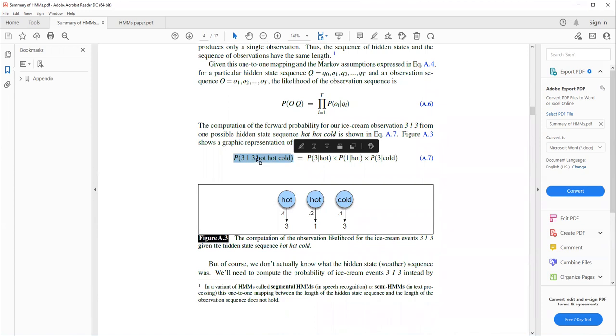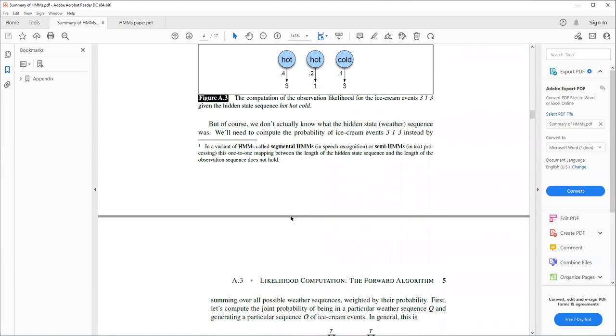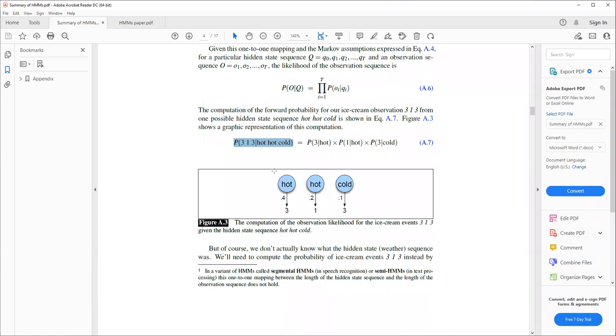The hidden states here are not known. The only thing that is observable, the only thing we get to know, is that you ate 3 ice creams on the first day, 1 ice cream on the second day, and 3 ice creams on the third day. We don't know the underlying hidden sequence. And if you don't know it, what needs to be done? Since we don't know which state was used to generate each observation, we'll assume that this 3 can be generated from hot or from cold, the 1 can be generated from hot or cold, and the 3 can be generated from hot or cold.